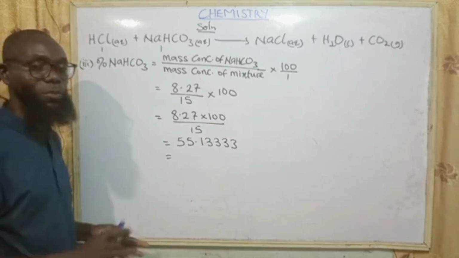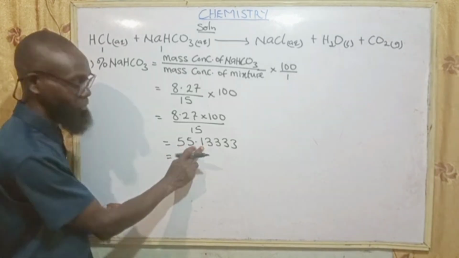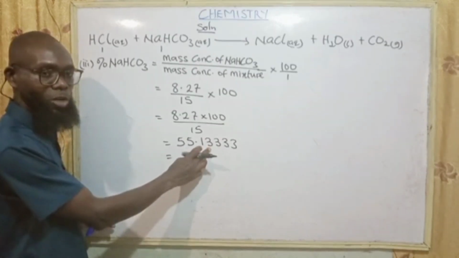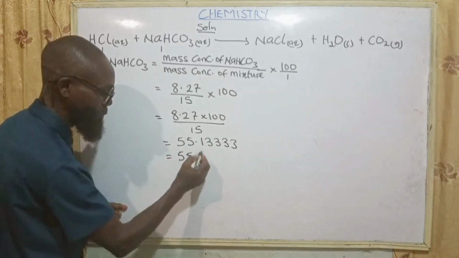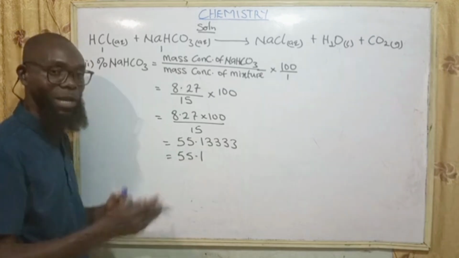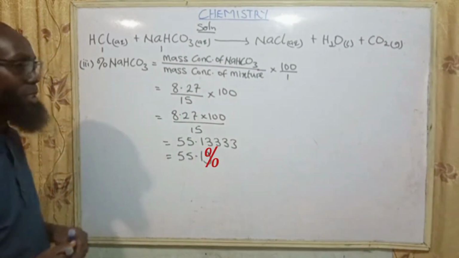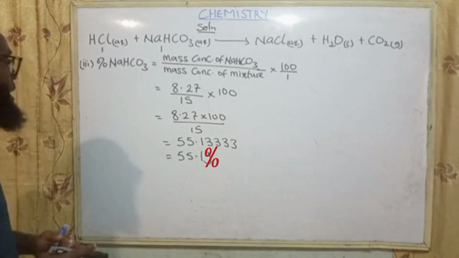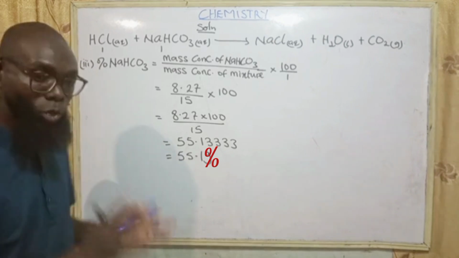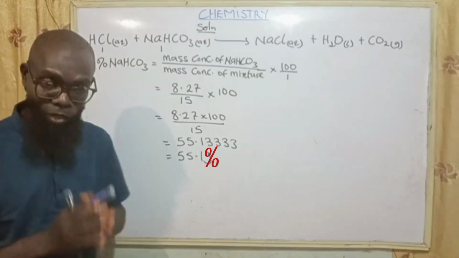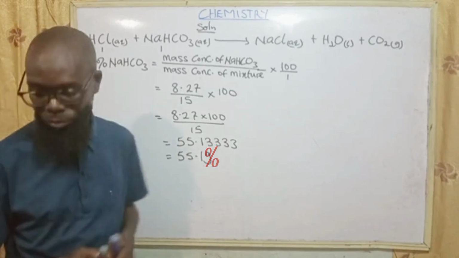But our answer must be to three significant figures. 1, 2, 3. At the back of this one, we have 3. 3 is a number between 1 to 4. You round down to 0, so we have 55.1. So the unit, since percentage by mass, is in grams. So the last question is to now find the mass of KCl in the mixture. That is the mass of potassium chloride in the mixture.